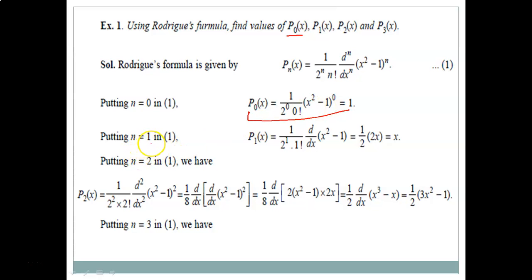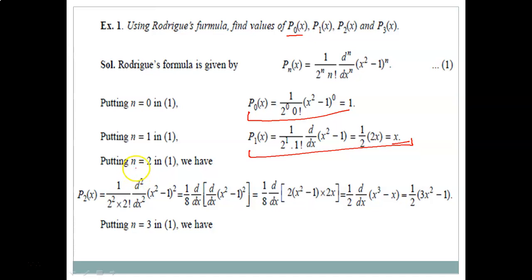Now if you put n equal to 1 in this equation, we get P1. So here 1 by 2 into 1 factorial, the first derivative of this, and here n is 1. So in fact we are getting 1 by 2, d by dx of (x square minus 1). This gives you 2x. 2 goes with 2, so the value is x. So P1(x) is in fact equal to x.